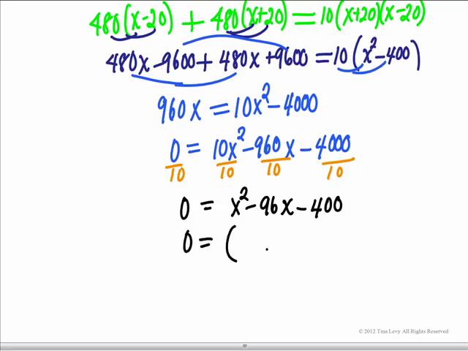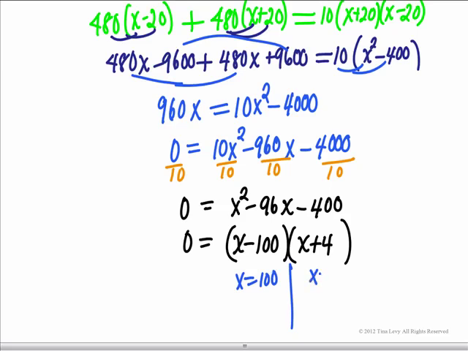We are now ready to factor. This is fairly straightforward because of the 4 and 100. For 400, we get x minus 100, x plus 4. Working this out, we get x equals 100, or x is negative 4. And we can't have negative airspeed. So we just found that the airspeed of our plane was 100 miles per hour.